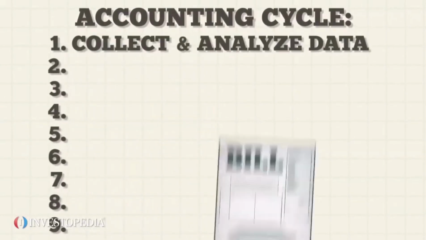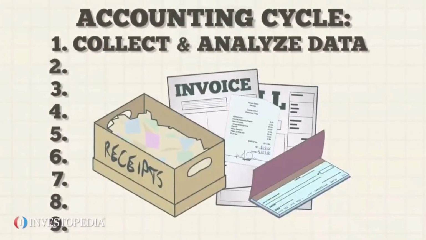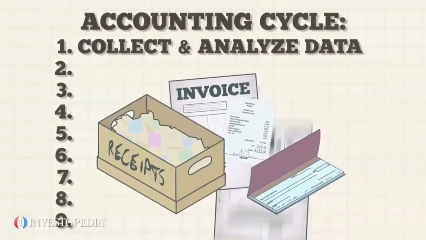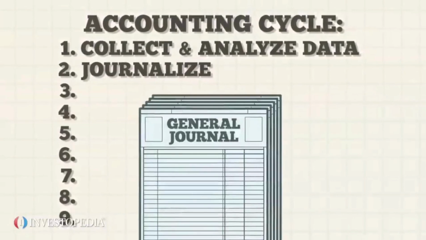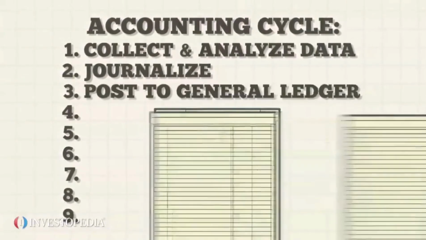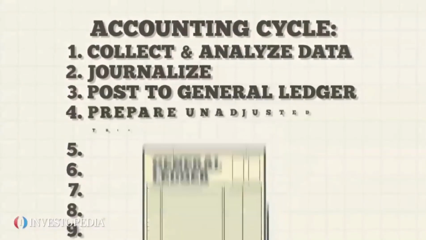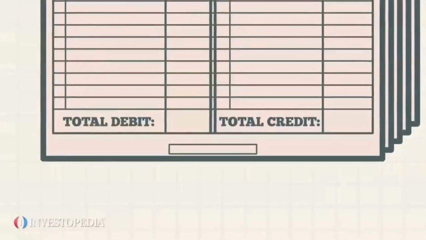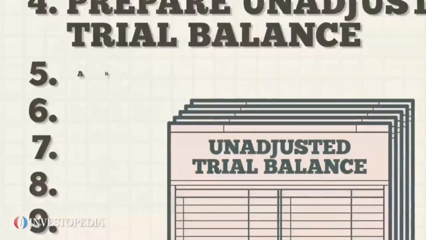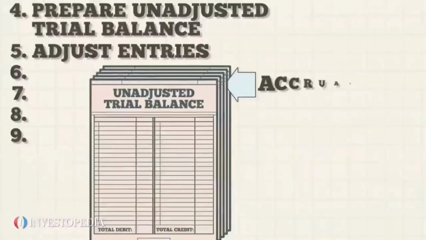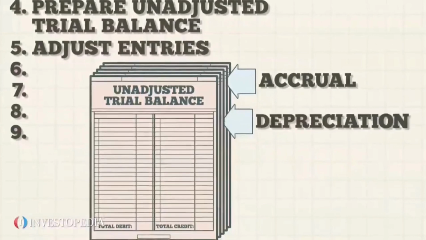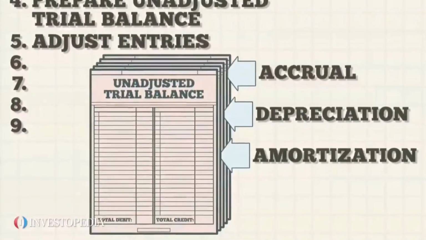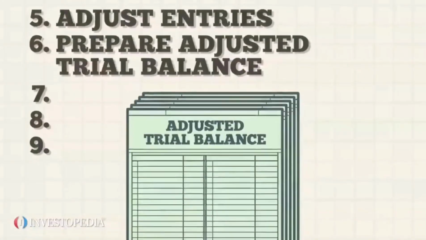1. Financial data associated with the transaction is collected and analyzed to determine how it should be recorded in the accounting records. 2. The data is entered into the general journal. 3. Entries are posted to the general ledger. 4. An unadjusted trial balance is prepared to make sure total debit balances equal total credit balances. 5. Appropriate adjusting entries such as accrual adjustments and periodic depreciation and amortization are made to the unadjusted trial balance. 6. The adjusted trial balance is prepared.